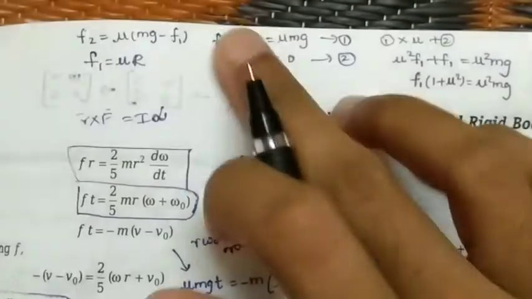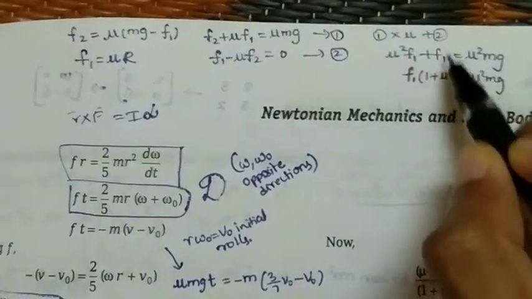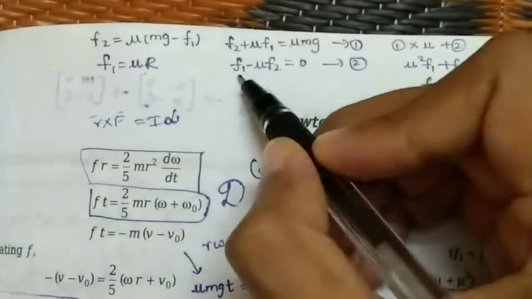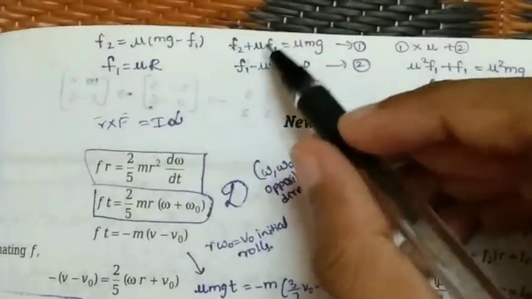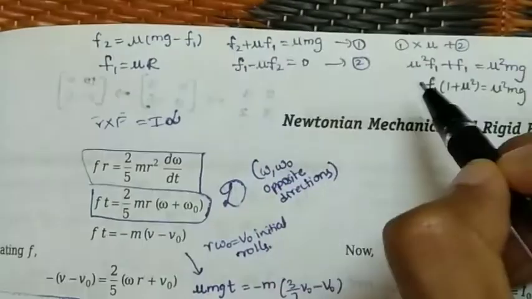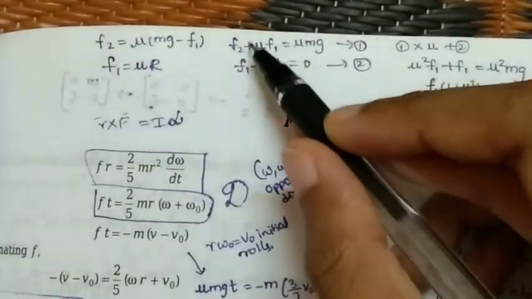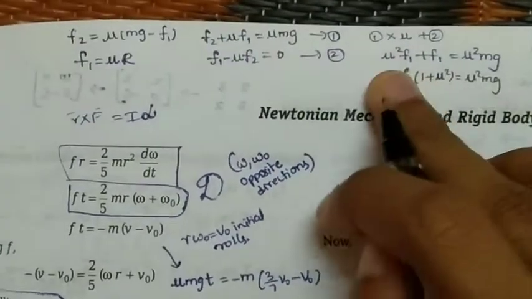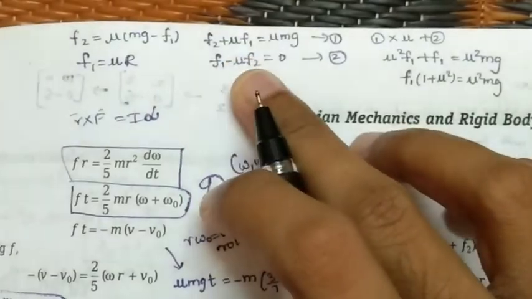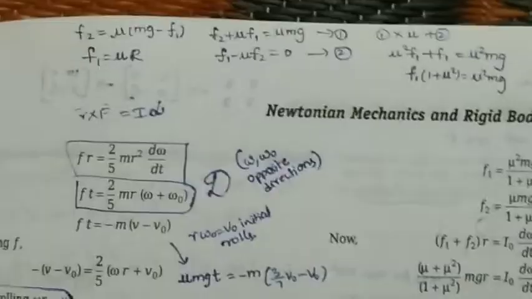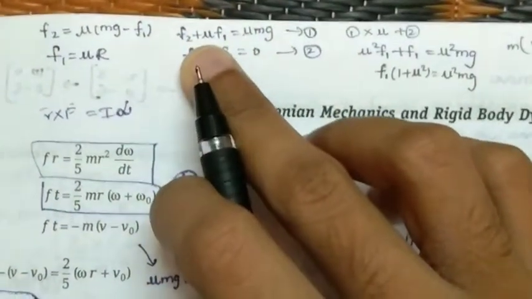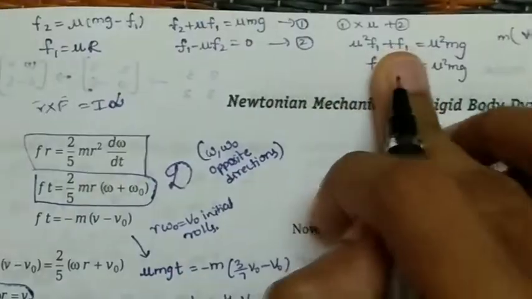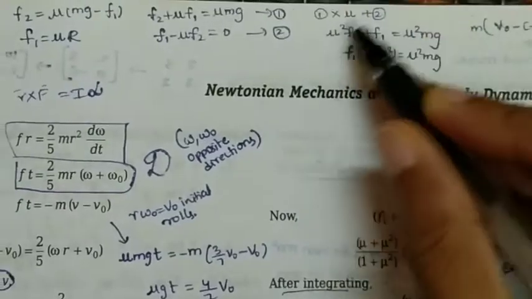And we already know that F1 is equal to mu R, R is equal to F2, so F1 is equal to mu F2. So mu F2 is nothing but F1. Multiplied with mu, this term becomes F1, and mu into mu F1 is mu square F1, and mu square mg. Now we just add this, which means we have eliminated the F2 term. We have replaced F2 with a form of F1, so in this equation we have only F1.